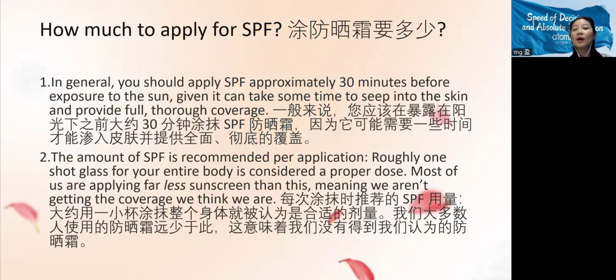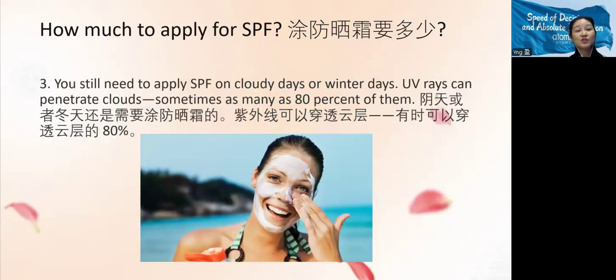So, how much do we need to apply? In general, we should apply SPF approximately 30 minutes before exposure to the sun, given it can take some time to seep into our skin and provide full, thorough coverage. And the amount of SPF is recommended per application. So roughly one shot glass for our entire body is considered a proper dose. Most of us are applying far less sunscreen than this, meaning we aren't actually getting the coverage we think we are.